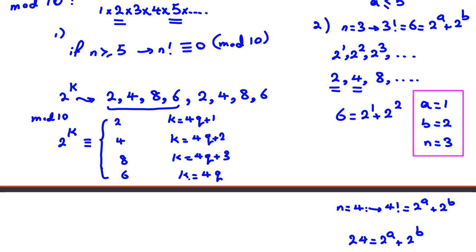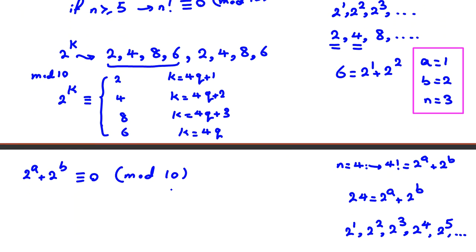Now I want 2 to the a plus 2 to the b to equal, in this case, n factorial, and n factorial is 0 mod 10. So we want to see what the cases are. It can be 2 and 8, or we can switch 8 and 2, both of them. And the other case, 4 and 6 or 6 and 4, okay?